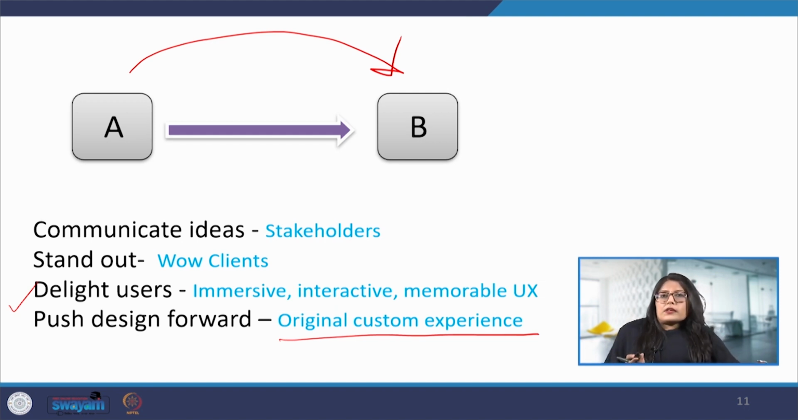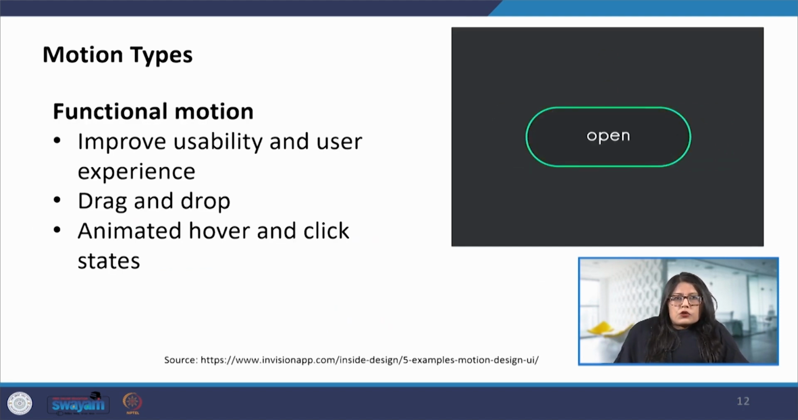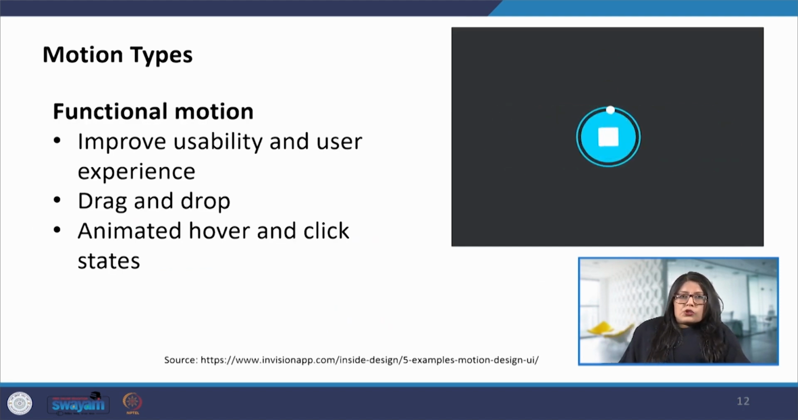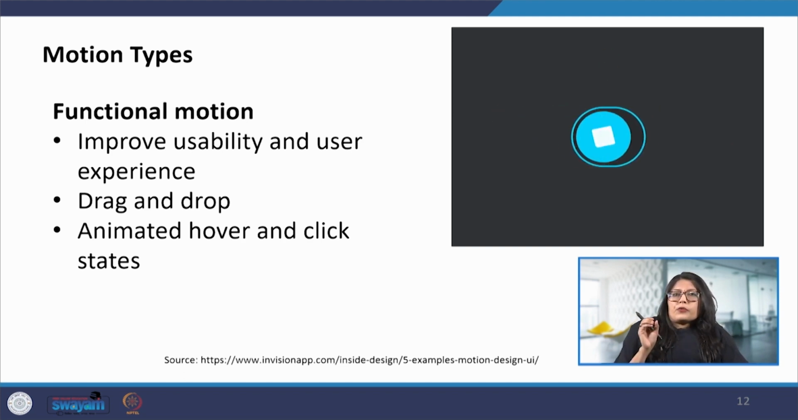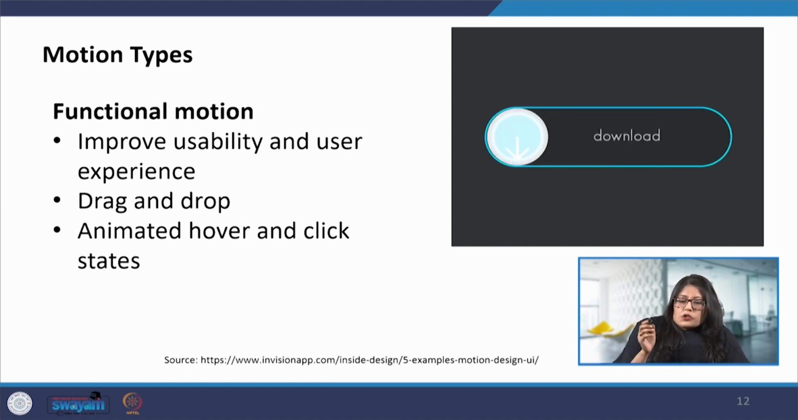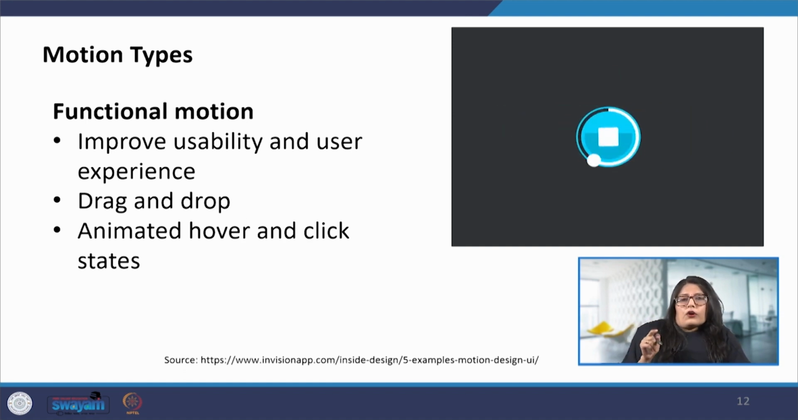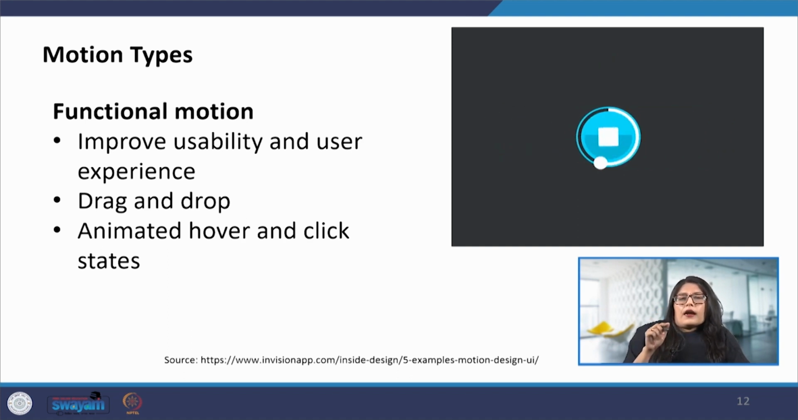So all those things also we will discuss. Now let us see some of the motion types. So the first is the functional motion. We can see that functional motion allows the user to get something done. So for example, the drag and drop motions, or when we have the hover and then we click.